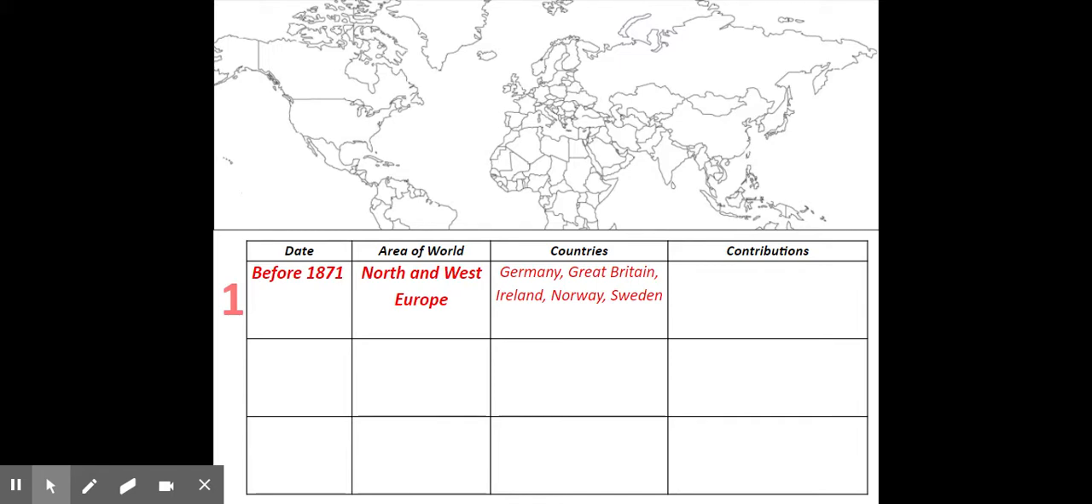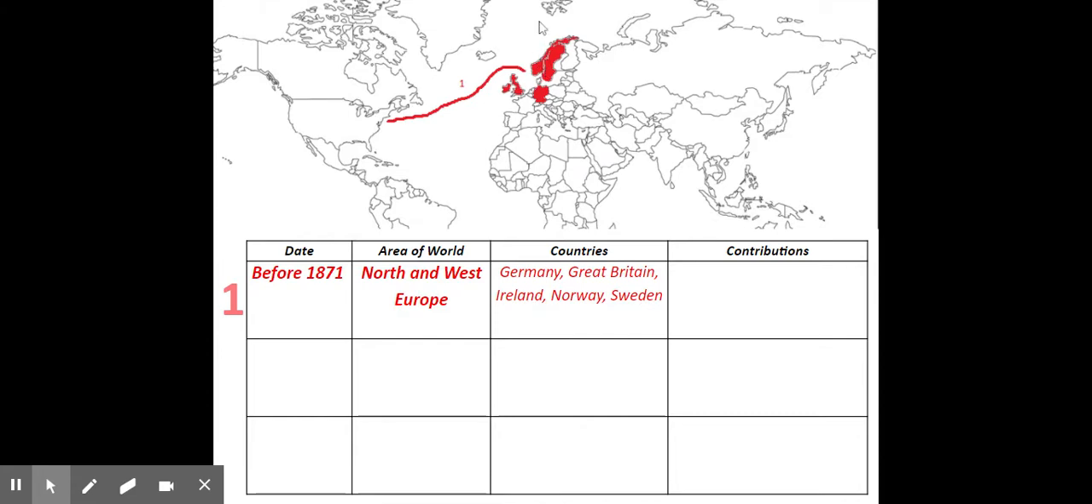Germany, Great Britain, Ireland, Norway, Sweden. You could put France in there. You could put Spain in there. These are the countries that we're talking about. And like I said, we've been talking about them since the beginning of the class. So here's Northern and Western Europe right here.